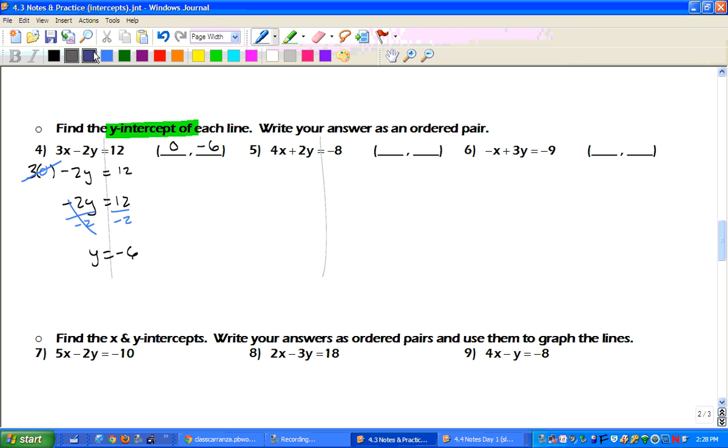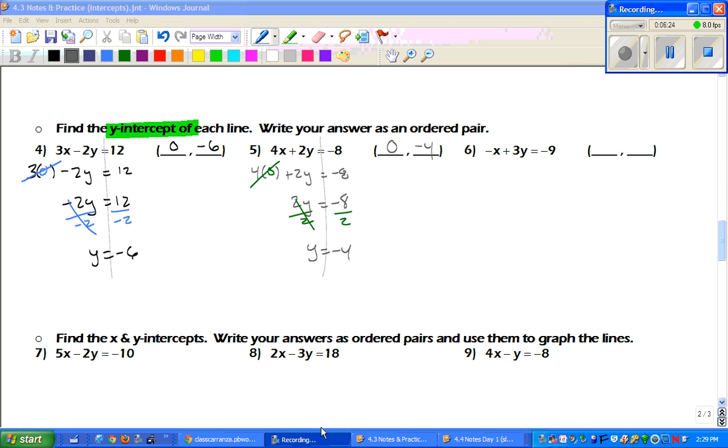Let's try it again. So we're plugging in a number for x. We're going to plug in 0, and those cancel. We're left with 2y equals -8. We're going to divide both sides by 2, and we get y equals -4. So our answer would be 0, -4. All right, same thing, number 6, all on your own.